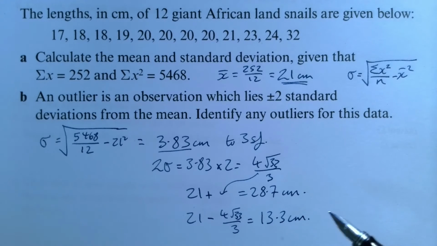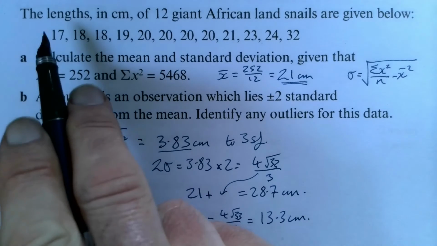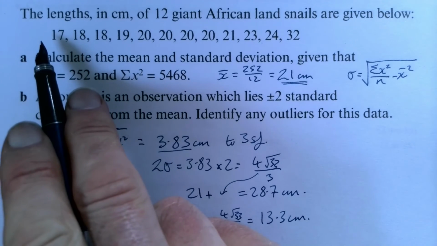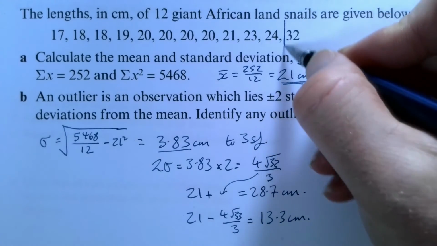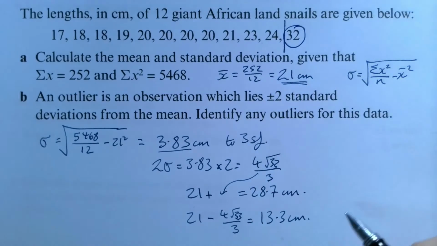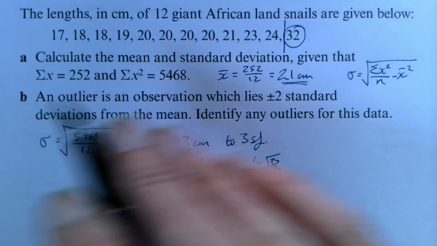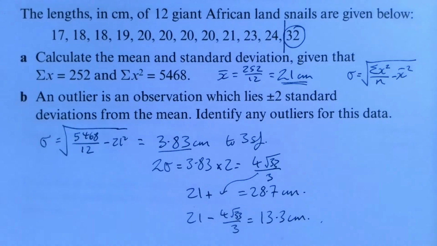Have we got any outliers? Not down below, 17 is well within, but up above, 28.7 would come about there. So 32 centimetres, that massive land snail, is the outlier. And they nearly always do that in the questions, to be honest, folks. At one end of the scale, there won't be one. At the other end, there will.